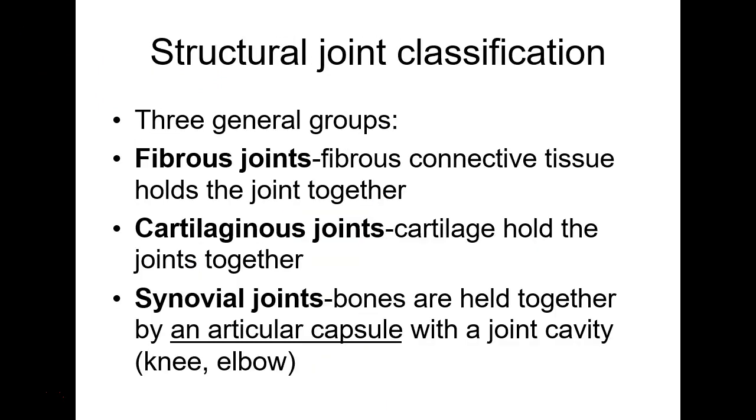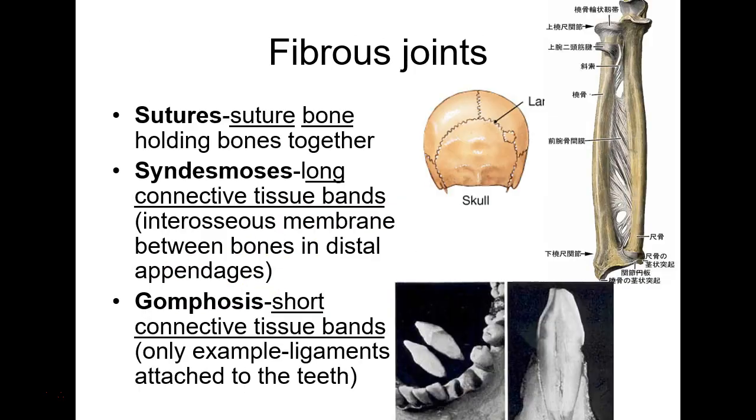With structural joint classification, you have three big classifications, but then you have subdivisions. You've got three different kinds of fibrous joints. You've got two different kinds of cartilaginous joints. And synovial joints, just synovial joint. So there is no subdivision there.